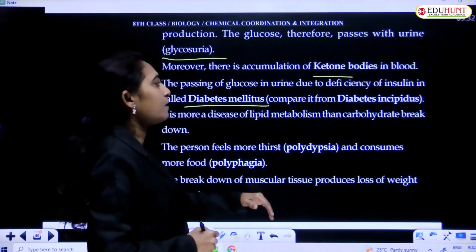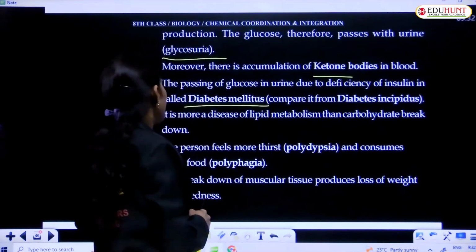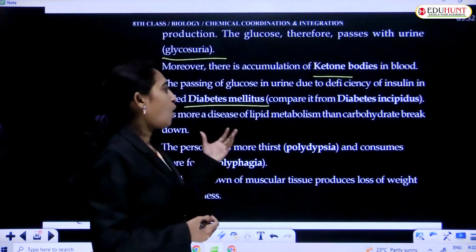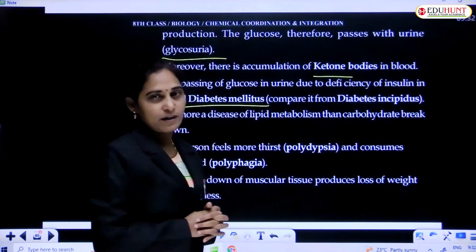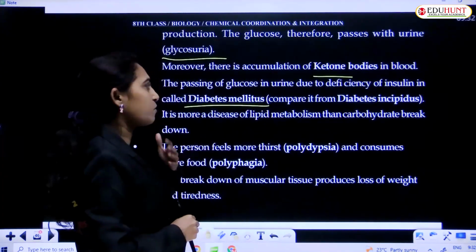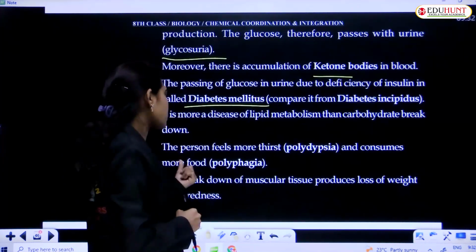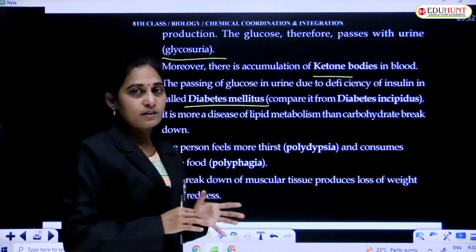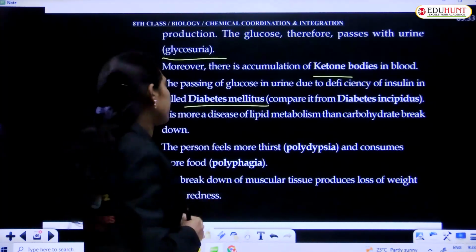And there is another type of diabetes called diabetes insipidus, and it is more a disease of lipid metabolism rather than a carbohydrate breakdown. Carbohydrate breakdown కంటే కూడా lipid metabolism లో వచ్చే changes వల్ల it causes this. And one of the causes for this is the disproportionate quantity of glucose in the blood.